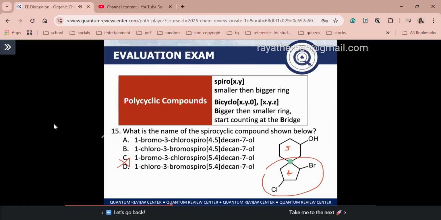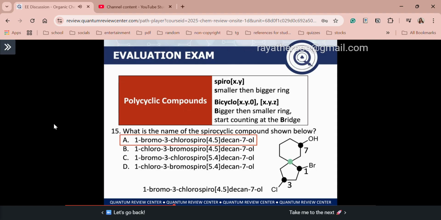So with our substituents, we start again with our spiro first. Smaller ring again for spiro. At C1 we have a bromo, at C3 we have a chloro. And of course, for our parent chain, class, what is our total number of carbons including the spiro atom? We have 1, 2, 3, 4, 5, 6, 7, 8, 9, 10. It is decane with our alcohol at the C7 position. Our answer here is 1-bromo-3-chloro-spiro[4.5]decan-7-ol.